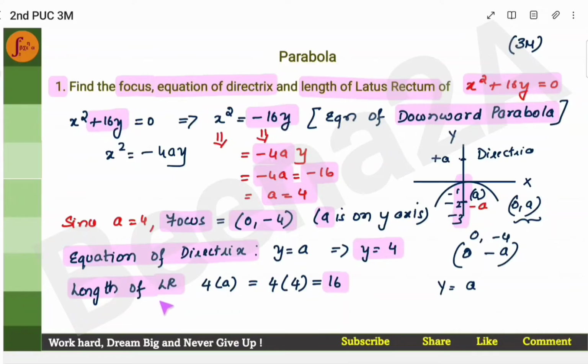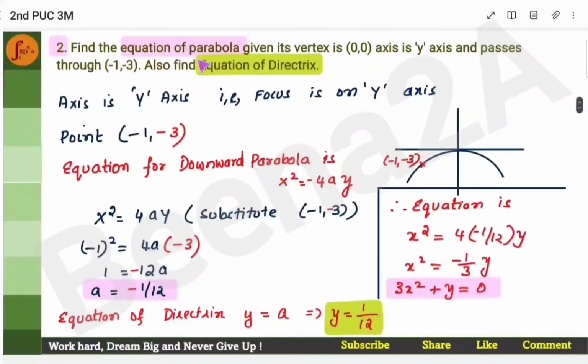Then length of latus rectum, this is fixed. Doesn't matter which kind of parabola it is. Length of latus rectum is always 4 into a. So 16.